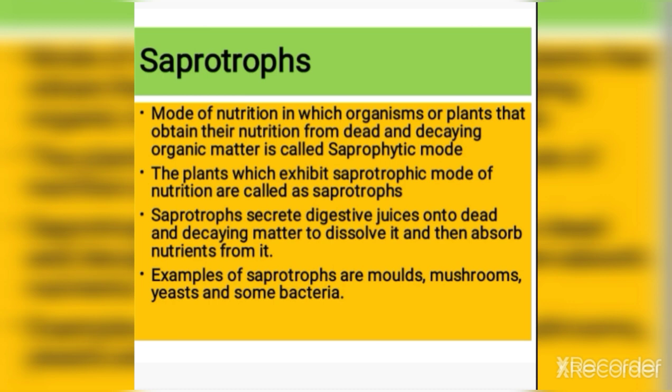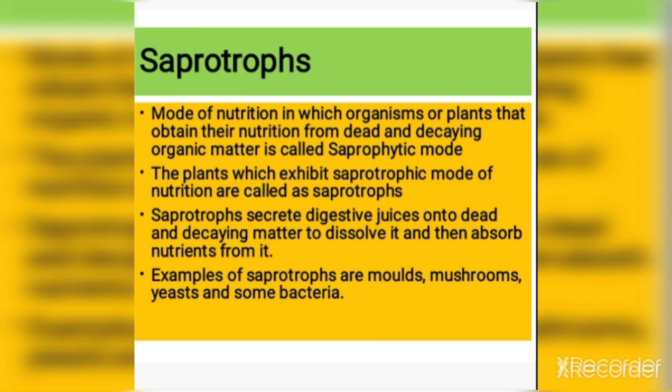Saprotrophs secrete digestive juices onto dead and decaying matter to dissolve it and then absorb nutrients from it. Examples of saprotrophs are molds, mushrooms, yeast, and some bacteria. In this way, saprotrophs depend on dead and decaying matter. They get nutrition from dead and decaying matter.